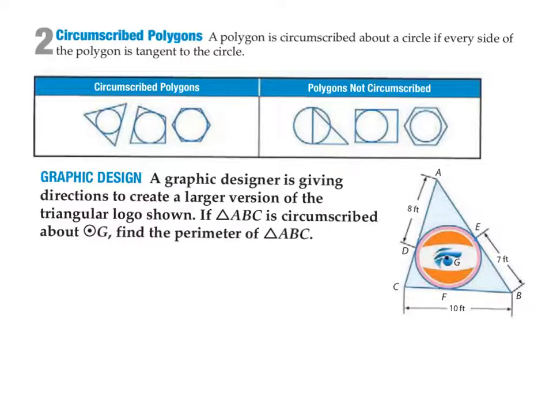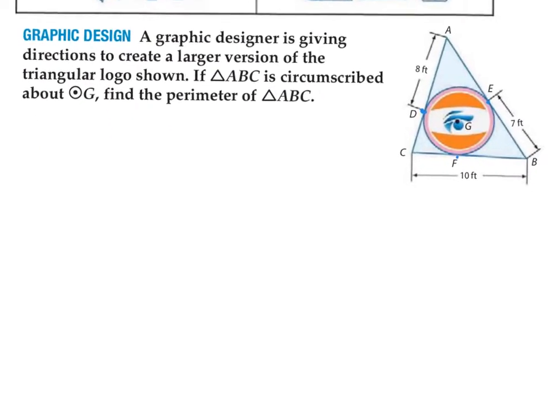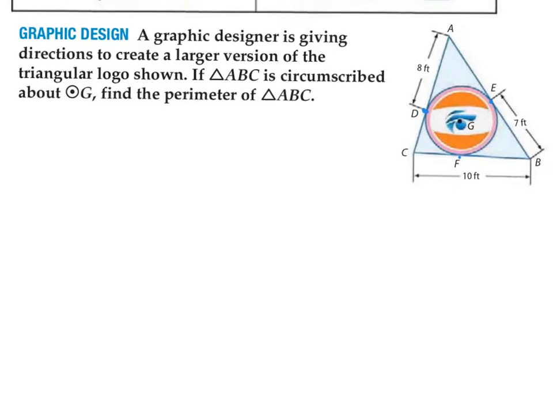So this is a point of tangency, this is a point of tangency, and this is a point of tangency, and that allows us to solve this problem here. This problem says a graphic designer is giving directions to create a larger version of the triangular logo shown. If triangle ABC is circumscribed about G, find the perimeter of ABC.